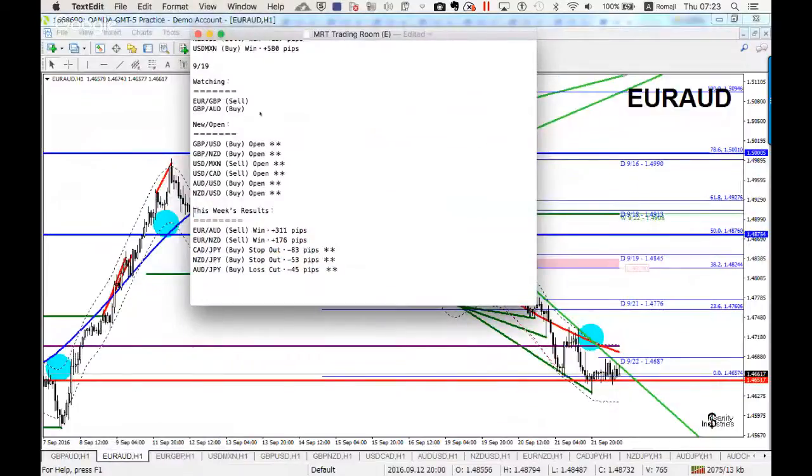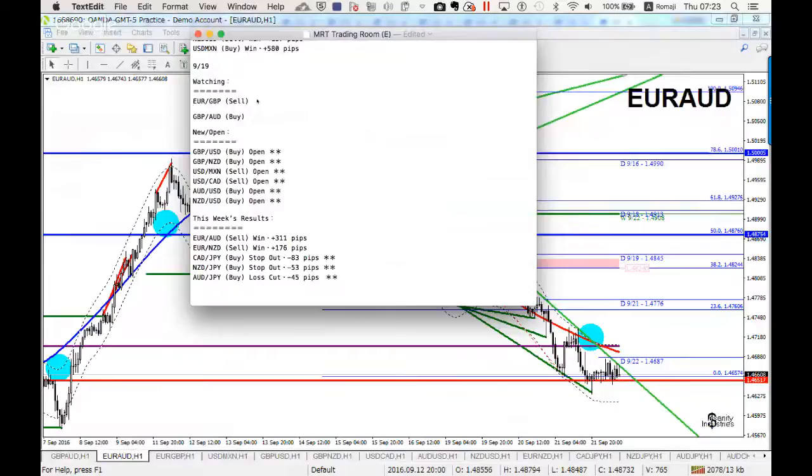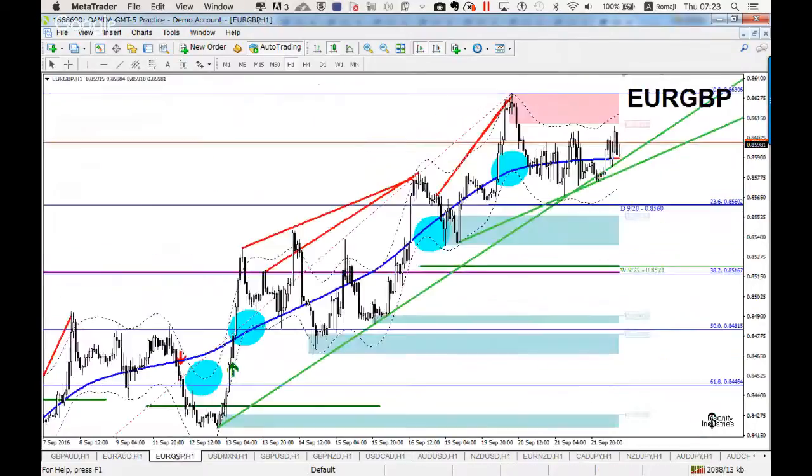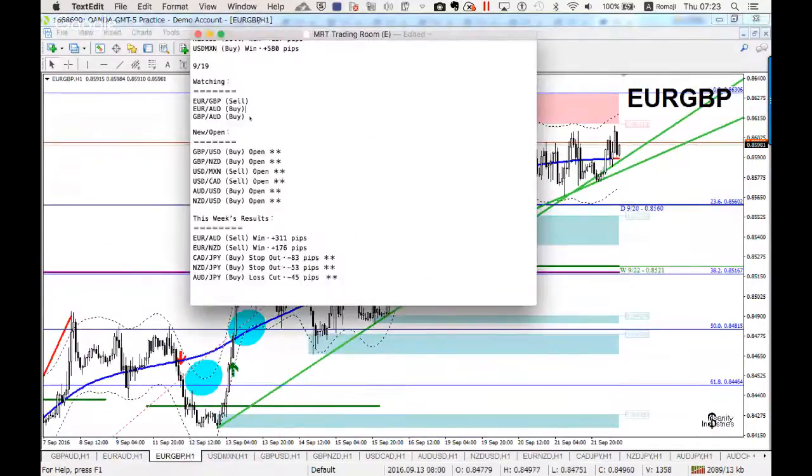Euro Aussie is now on the watch list for a buy trade. And again, this is just setting up on a new trend line. We have Class B divergence. We have a buy bubble forming. And if I get the confirmation that I need, I'm going to try to buy this pair in the other direction. Let's see, Euro Pound Sell. That was the other one.